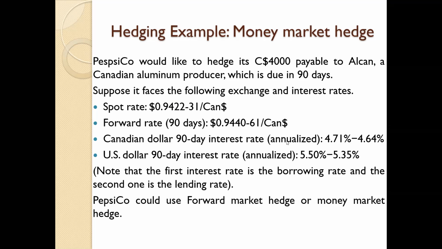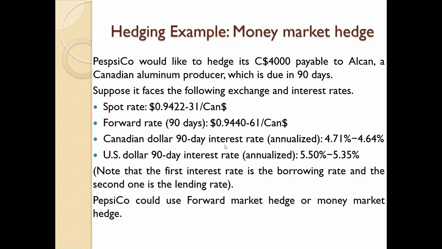And the forward rate is also given, right? For the Canadian dollar, the forward rate is US dollar 0.9440 to 0.9461, right? Then you know the 4-digit exchange rate quotation very well, right?